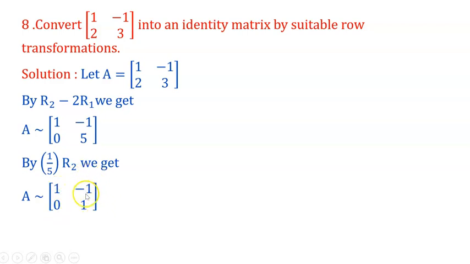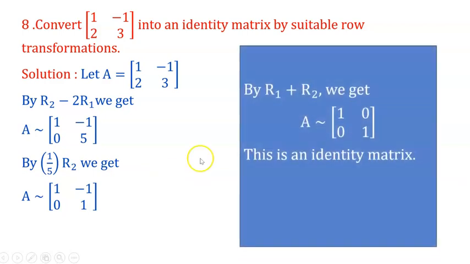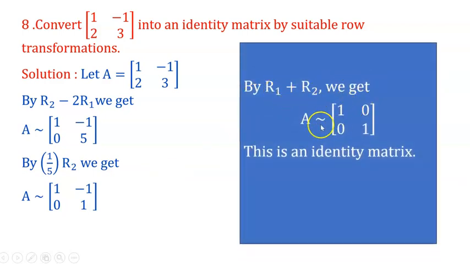Next, make this minus 1 a 0 by using the operation R1 changes to R1 plus R2. That is minus 1 plus 1, then you will get 0. By R1 plus R2, you will get 1 plus 0 is 1. Minus 1 plus 1, here you will get 0. And hence, A transforms to the identity matrix. This is the identity matrix.